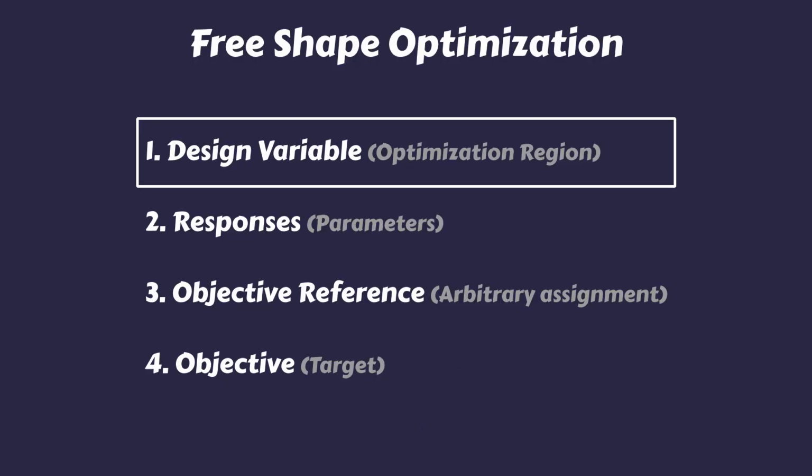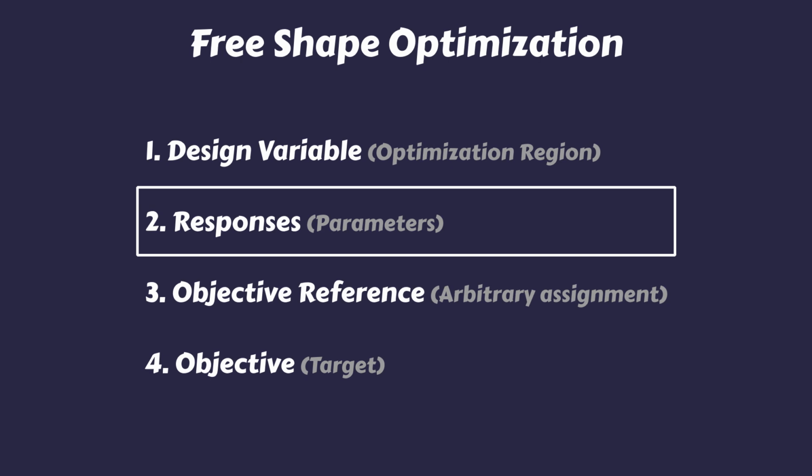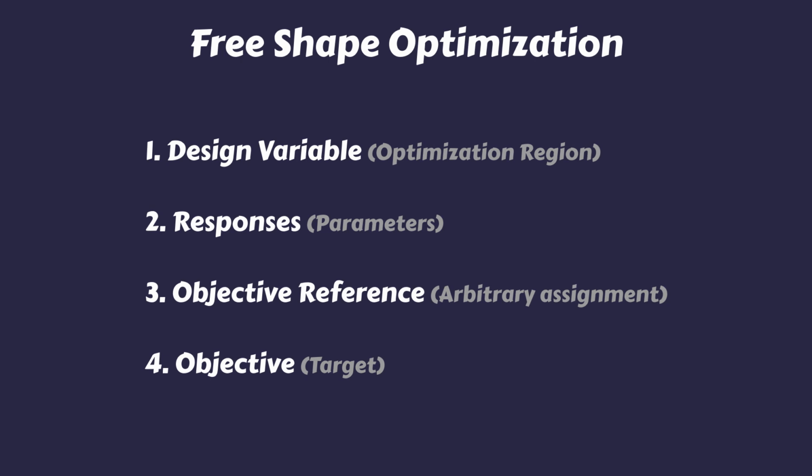The optimization setup involves 4 main settings. These are as follows. Design variable. This defines the region of the geometry which we wish to use for the optimization. For this case, we will be using the region around the hole where stress concentration is observed. Responses. The responses are the parameters to be considered for optimization. As we are interested in stress concentration, stress will be a response in our case.